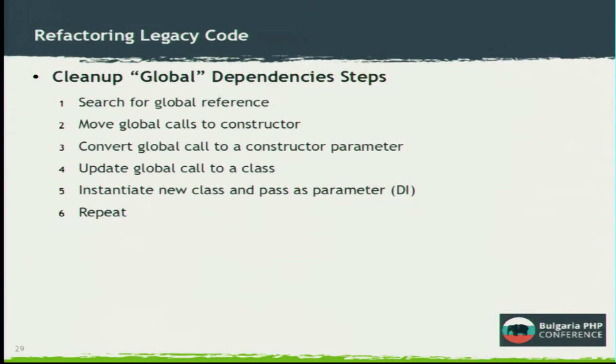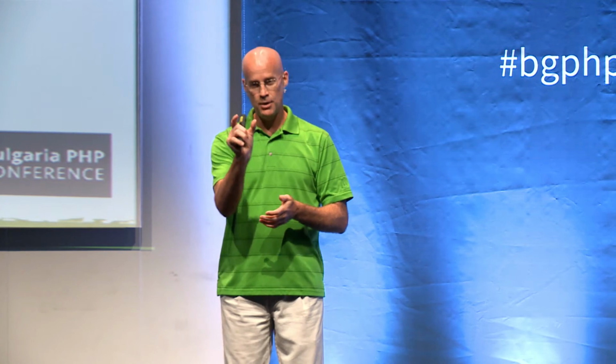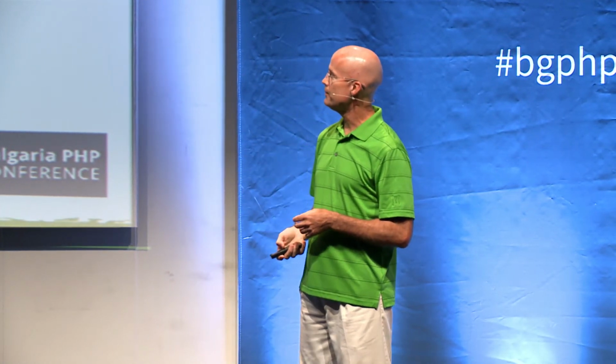And then the next thing we target is our global usage, right? So global dependencies. The steps to clean this up, first we're going to search for any global usage. And this could be the global word, just calling it as a global. And it could be even super globals if you wanted to go that far, right? Initially, in this example, we're going to talk about just the global usage, the keyword global. So we search for global references.